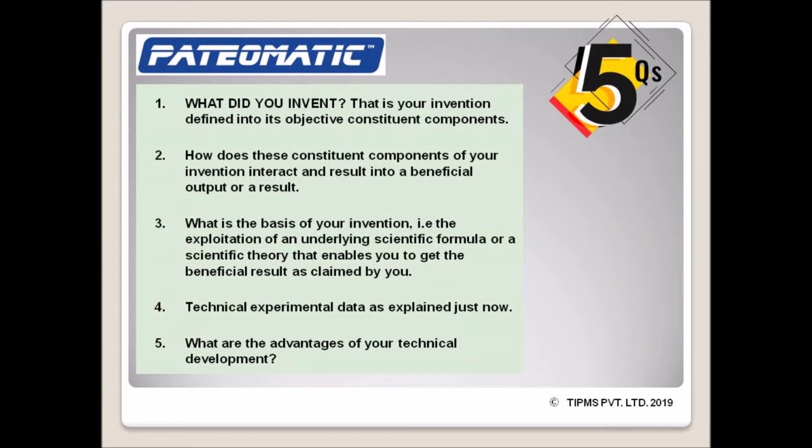Number 1. What did you invent? That is, your invention defined into its objective constituent components. Number 2. How do the constituent components of your invention interact and result in a beneficial output or a result? Number 3. What is the basis of your invention? That is, the exploitation of an underlying scientific formula or a scientific theory that enables you to get the beneficial result as claimed by you. Number 4. Technical experimental data as explained just now. Number 5. What are the advantages of your technical development?